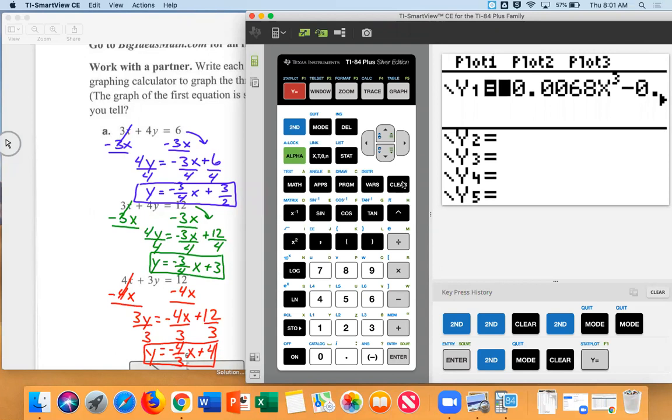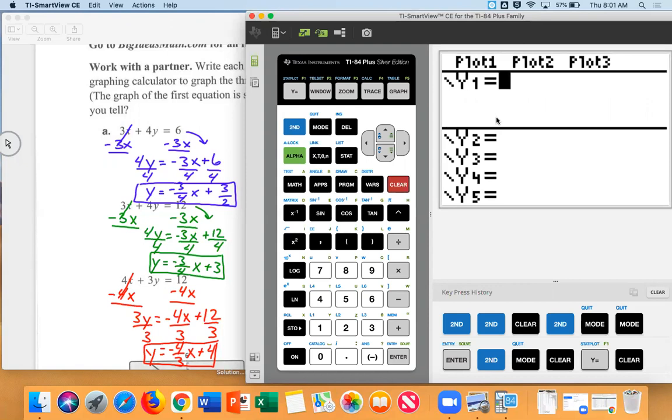If you have anything in there, I teach another class, so I have stuff in there. If you have a brother or sister that uses your calculator, make sure that you clear that out.